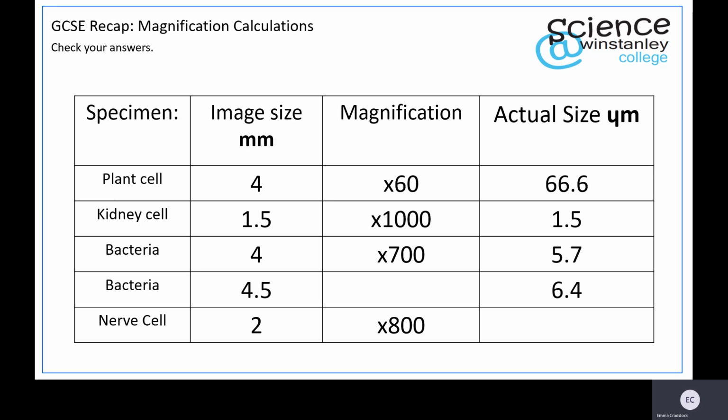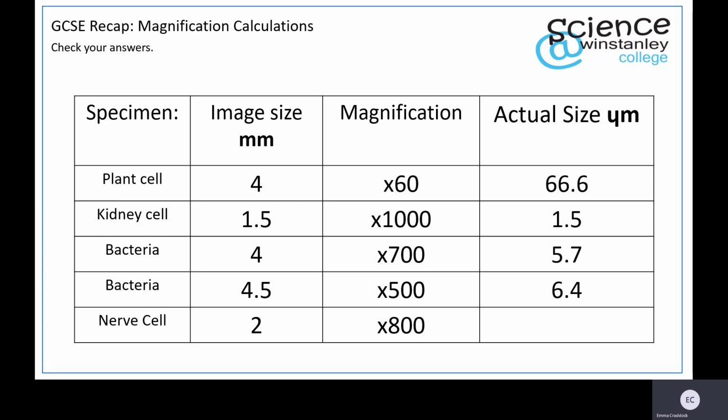For the bacteria cell, to work out your actual size, you do your image size times 1,000 to get it into micrometers. So you do 4,000 divided by your magnification, which is 700, and that will give you an actual size of 5.7 micrometers.